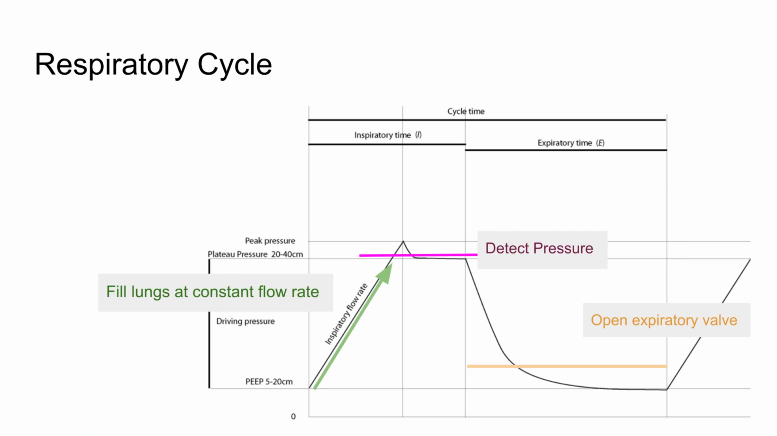We fill the lungs at a constant flow rate and detect a certain pressure. When we detect that pressure, it's time for the pause. Let's have a look at how it works.